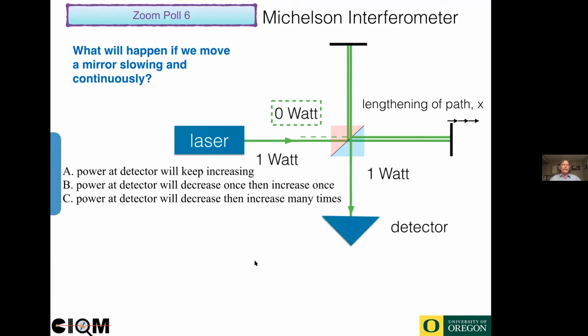Now, what will happen if we move a mirror continuously and slowly? So we took out the wedge and we set it up so that we have 1 watt hitting here and 0 here. Now we have a detector. I'm going to very slowly move this mirror to the right in steps of just 10 nanometers at a time, or 1 nanometer at a time. But I'm going to step it along hundreds of times. So eventually it will be moved by several wavelengths of distance. Poll number 6.